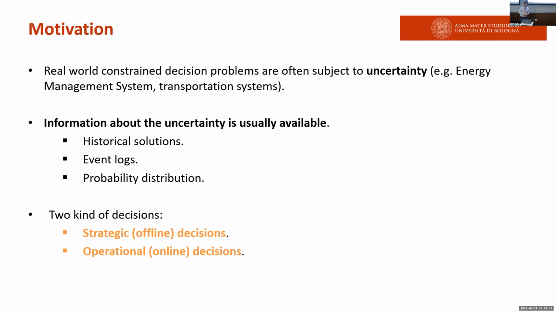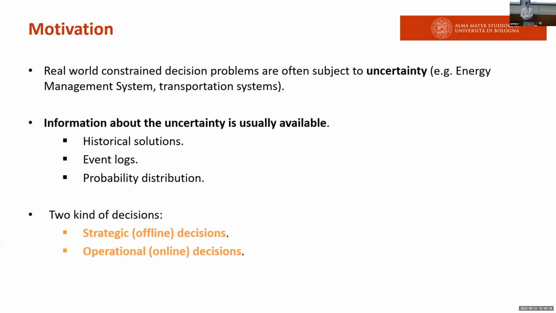Okay, so let's start from the motivation behind this work. When you are facing real-world constraint decision problems, we usually have to deal with uncertainty. Let's think, for example, of an energy management system. Of course, if we have a forecast about the user demand, then we can plan the day-ahead electricity load. But then during the day, we should keep the power balance on an hourly basis, for example. And of course, this uncertainty makes the task harder, but we may have some information about this uncertainty.